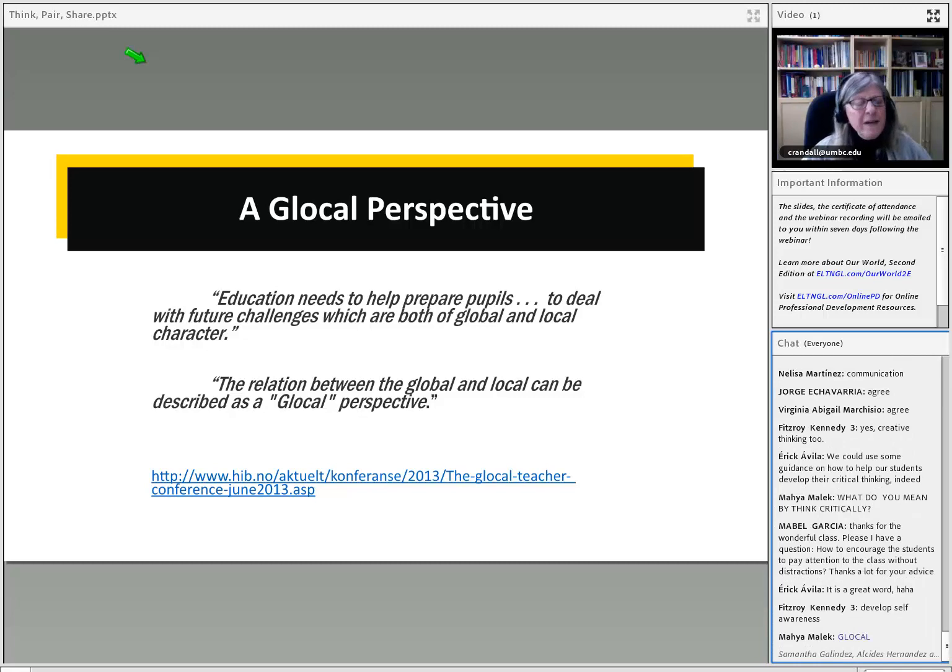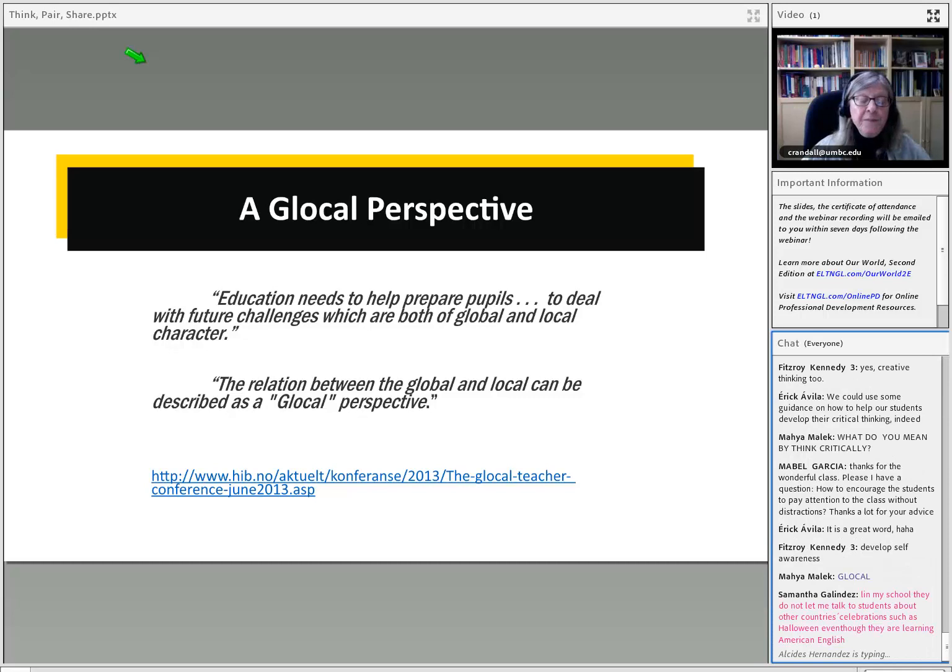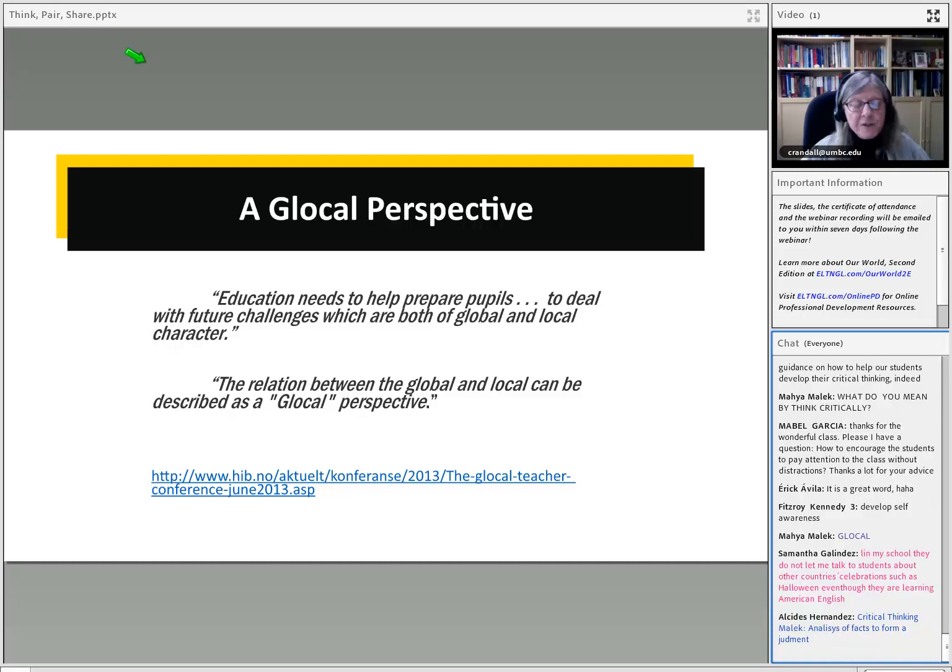And here's the way in which we might think about it. Education needs to help prepare pupils to deal with future challenges, which are both of global and local character. The relation between the global and local can be described as a global perspective. So we always want to start with where our learners are, the local perspective, but we also want them to be aware of and to understand a much larger world than the smaller one in which they live.